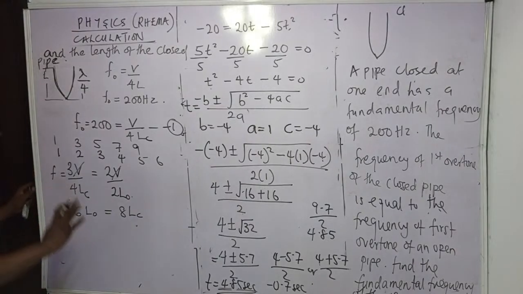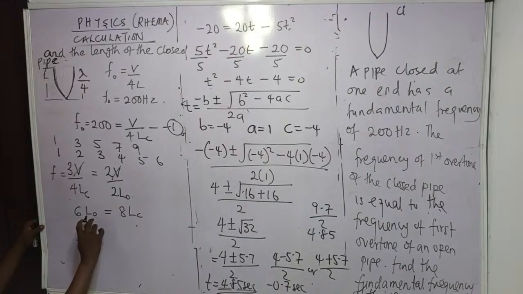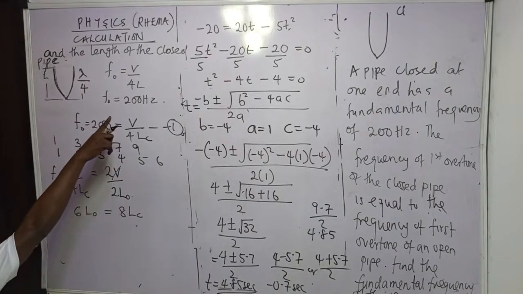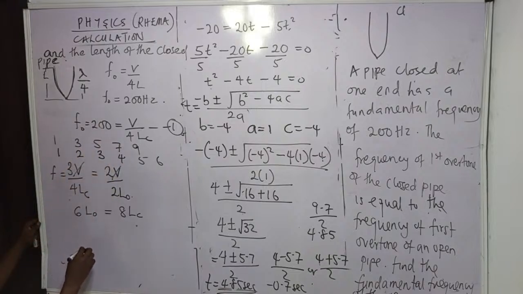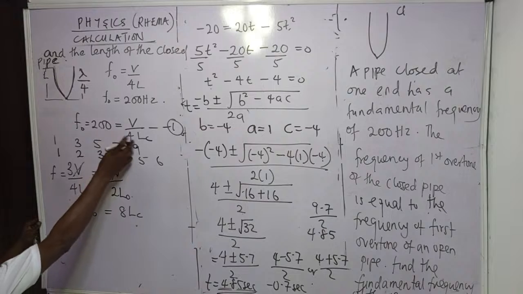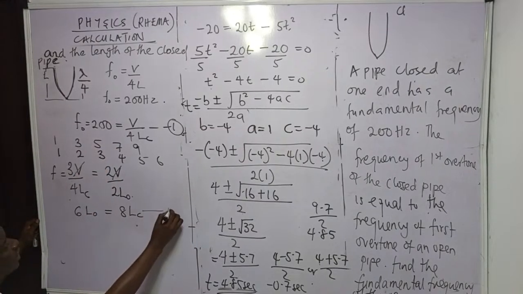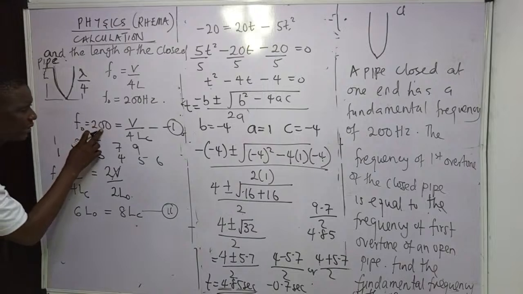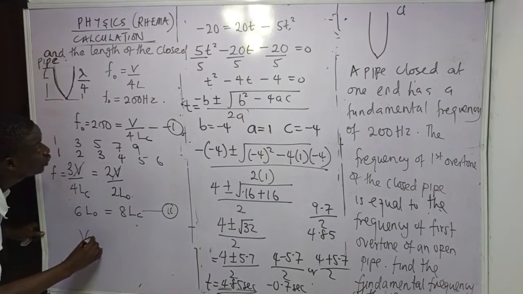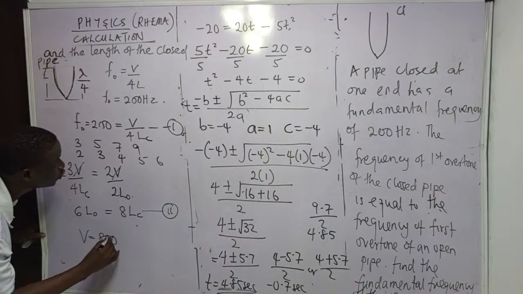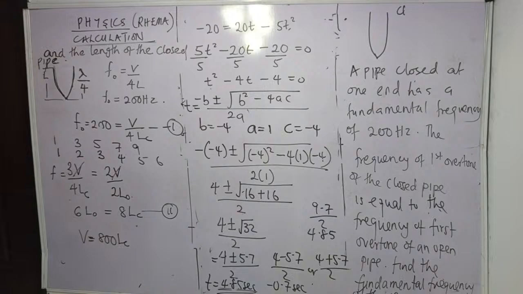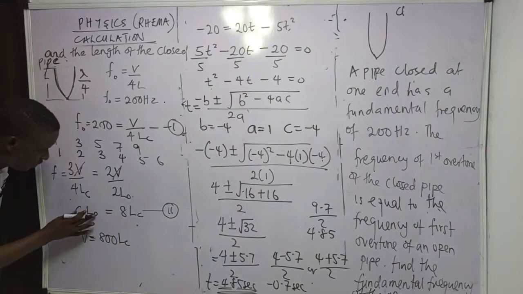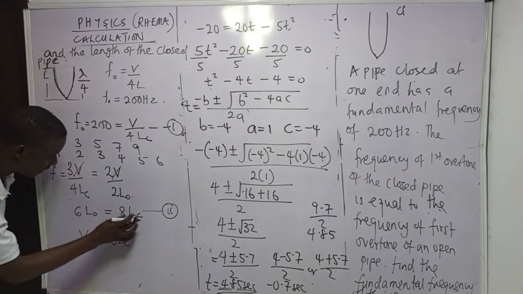Now, first of all, we need to get our C and L. Now, they gave us 200 as the fundamental frequency. So if we cross multiply, what do you have as our V? From equation 1, let's call this one equation 2. If you cross multiply, I would have V equals 800 LC. That is our V. Now, if you have 800 LC, this is closed pipe, this is open pipe, this is closed pipe.